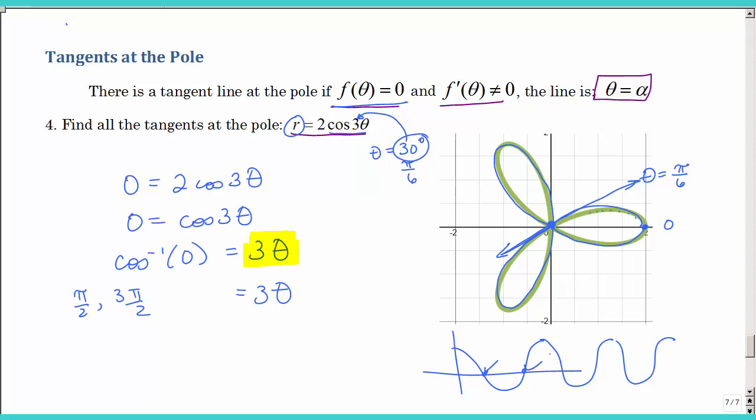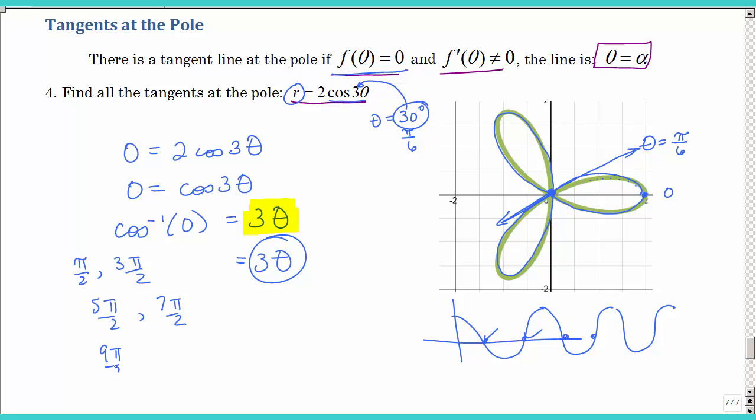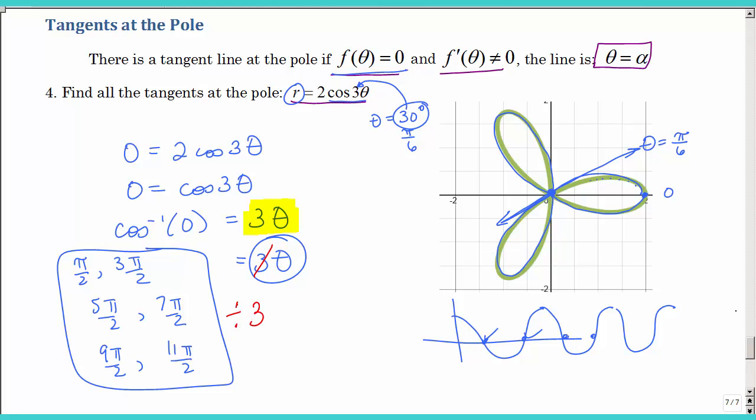That's this one and this one, but we've got to keep going. Just add 2 pi. So we're going to have 5 pi over 2 and 7 pi over 2. I've got to go one more time, so add 2 pi. 9 pi over 2 and 11 pi over 2. Now that's equal to 3 theta, but I've got to solve for theta. So I have these 6 values.